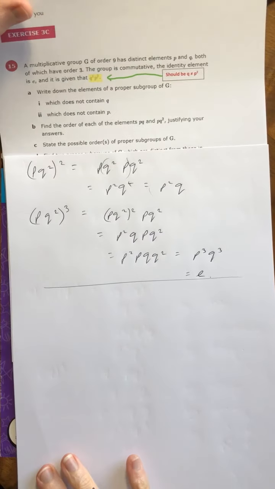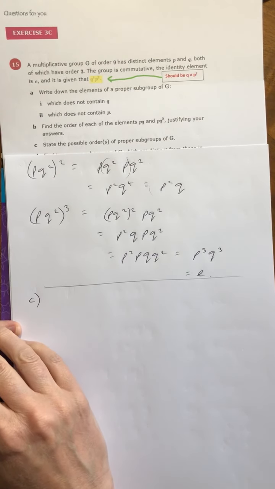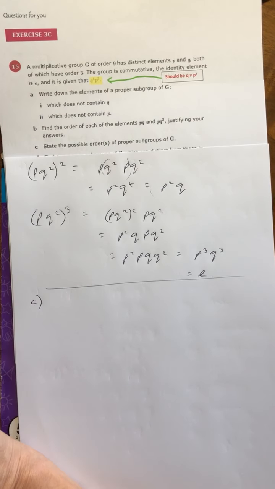State the possible orders of proper subgroups. Okay, it says state. Can we just write down 3? State implies just an answer, doesn't it? If it said determine, I'd possibly do it a little bit more.